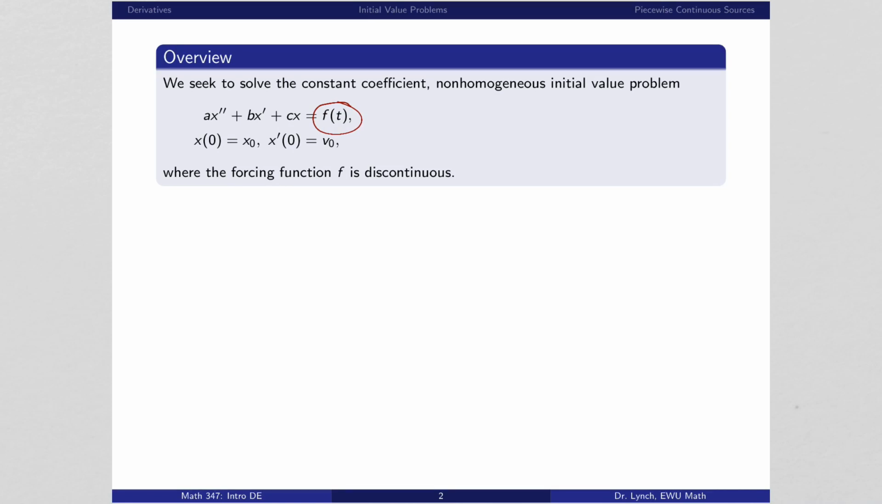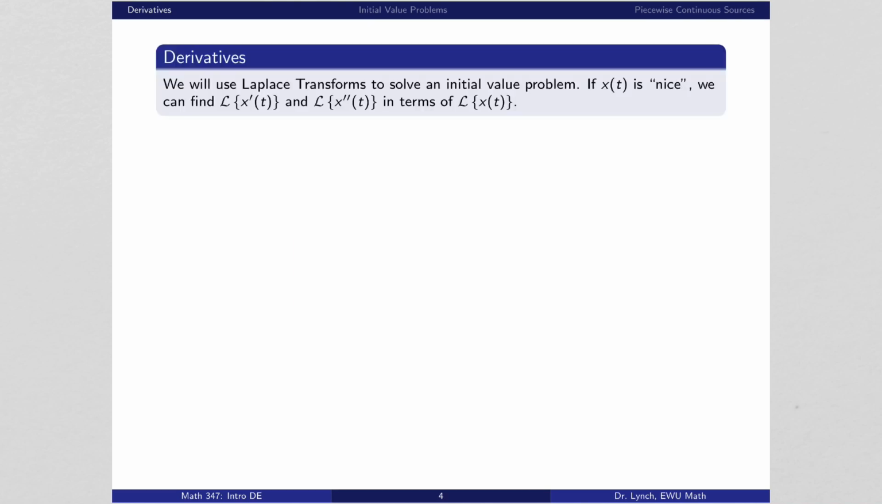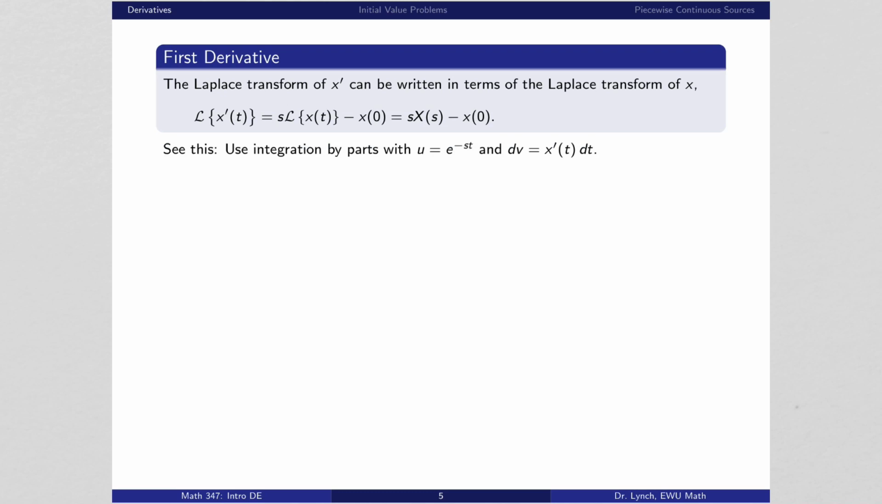Okay. So begin with a look at how the Laplace transform acts on derivatives. In general, what we'll see is that when our function x of t is nice, and again by nice we mean piecewise continuous and of exponential order, it turns out that we can find expressions for the Laplace transforms of the first and second derivatives in terms of the Laplace transform of the original function. So we'll start that with finding an expression for the Laplace transform of the first derivative.